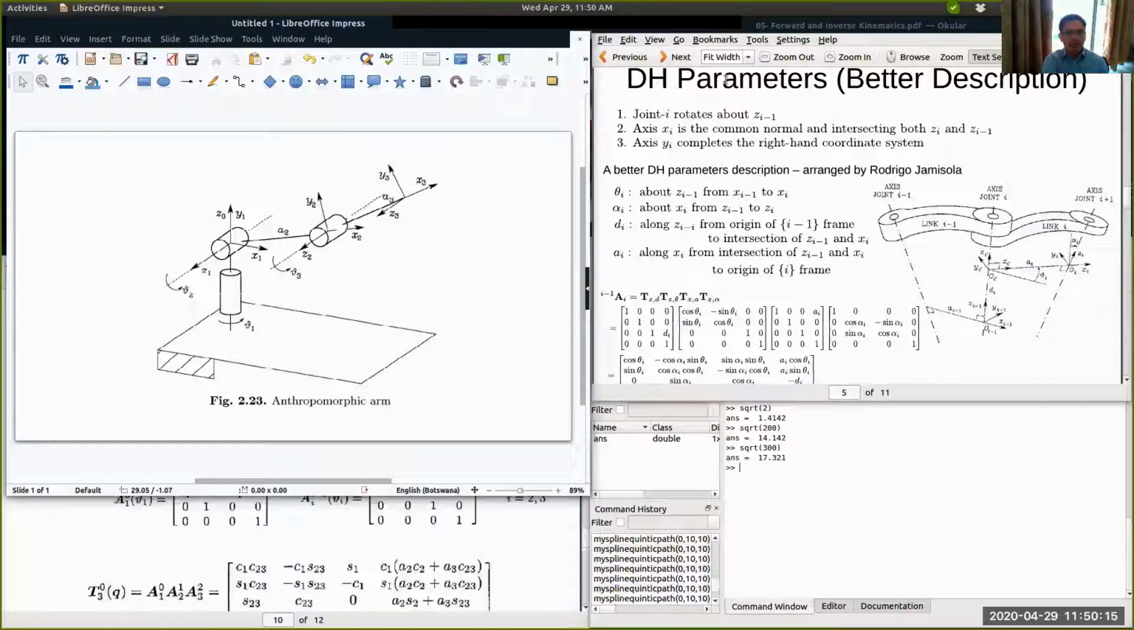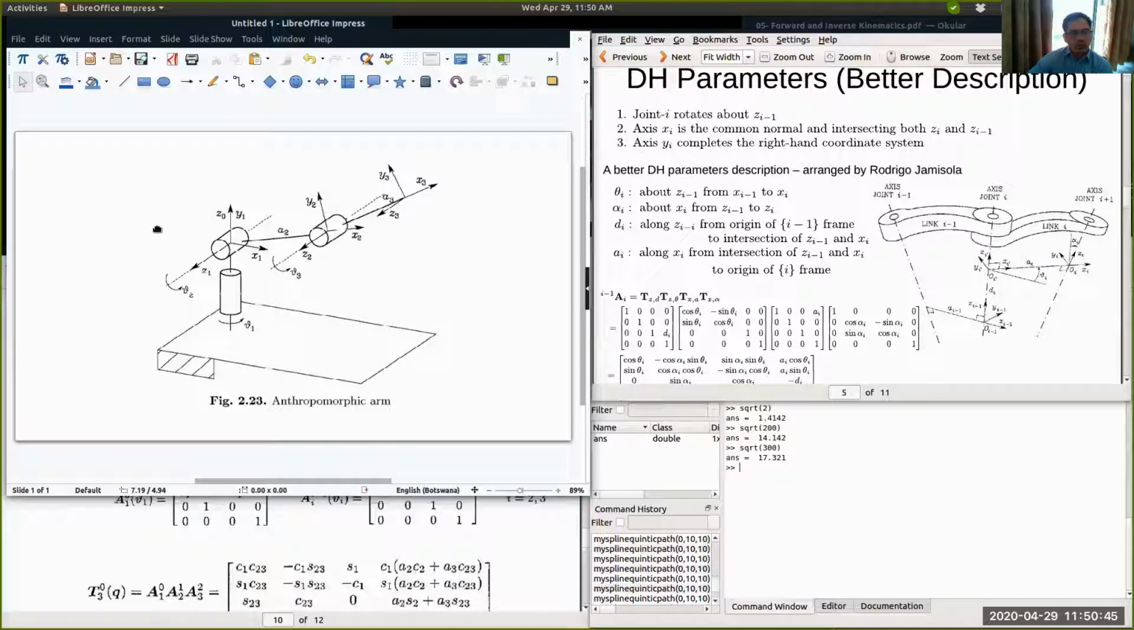On the board, I'm showing one of the robot examples in the robotics book of Siciliano et al. And we're going to derive for this 3 degrees of freedom robot. This is considered to be an anthropomorphic arm. That means its physical characteristic is similar to that of the human. I think, if I'm not mistaken, this is the shoulder part.